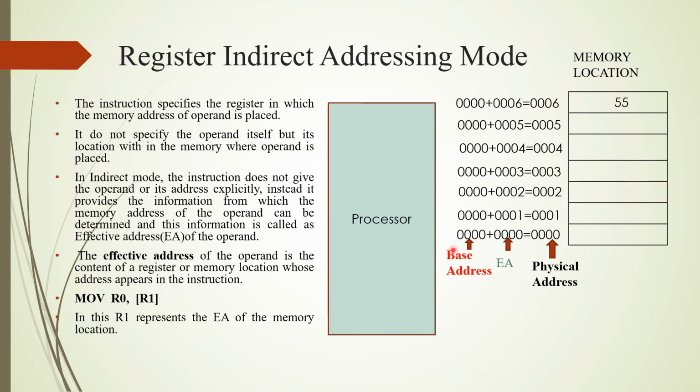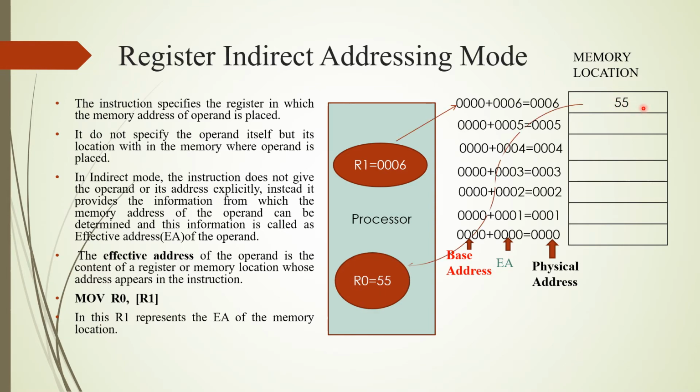Now, assuming that from one of the memory locations the data has to be moved, that is, we want to move the data from the memory location whose effective address is 0006, that value should be stored in R1. Then I can write the instruction move R0, [R1]. R1 in square brackets, that is the value 0006, indicates the effective address of the memory location. From this memory location, the content 55 has moved to R0.